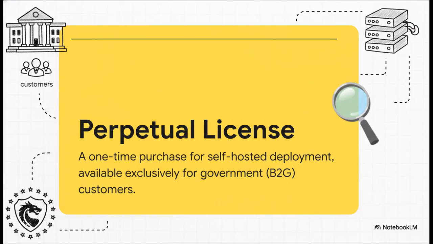Now, the second path is way more specialized. This is the Perpetual license. It's a one-time purchase, and it lets an organization host the software on their own servers. The key thing to remember here is that this is available only for government or B2G customers, nobody else.